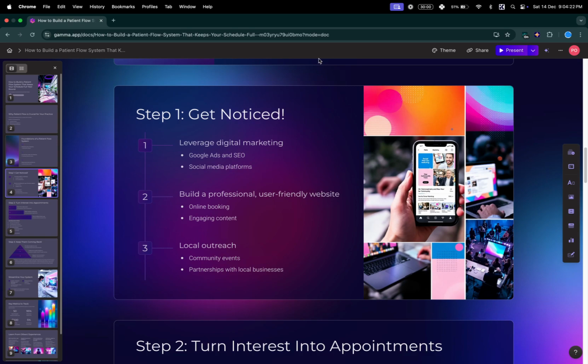So here are some proven strategies: leveraging online marketing, Google Ads, SEO, and social media ads, optimizing your website with clear calls to action, having before and after images, patient testimonial videos, and proper scheduling options within your website. Now, offer promotions for new patients, like a new patient special, and encourage patient referrals with a simple reward program.